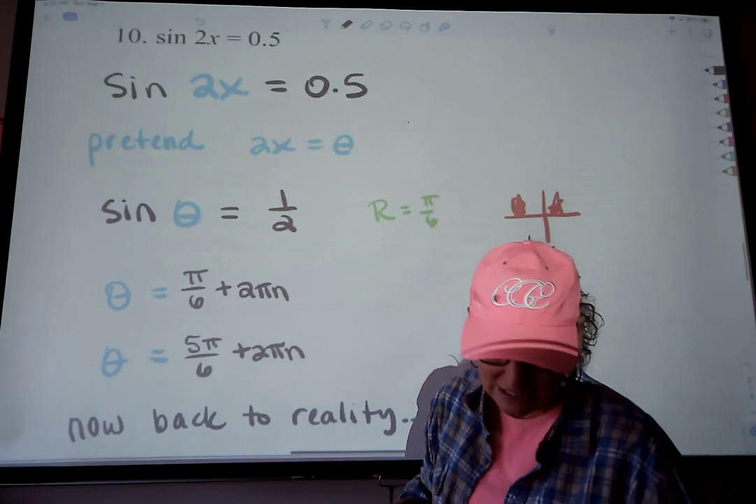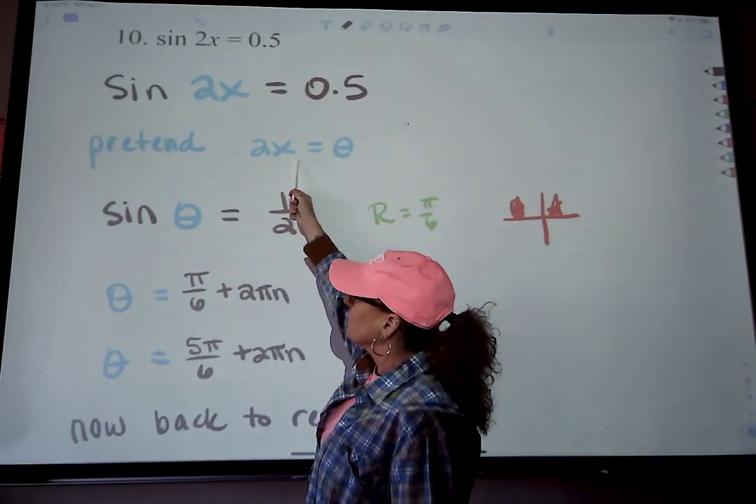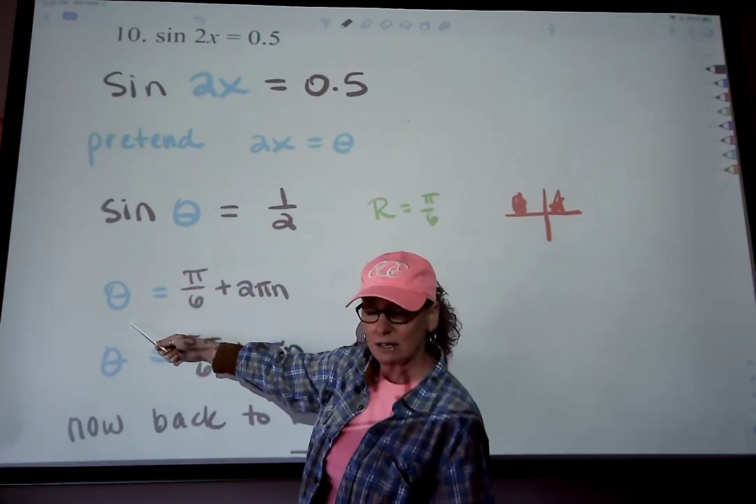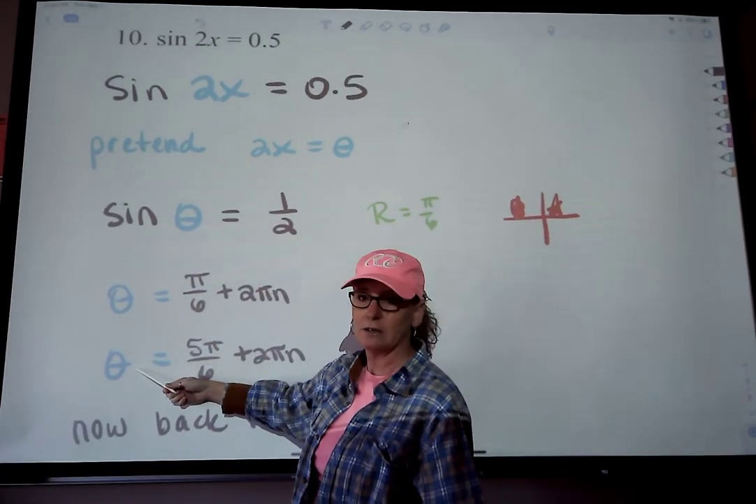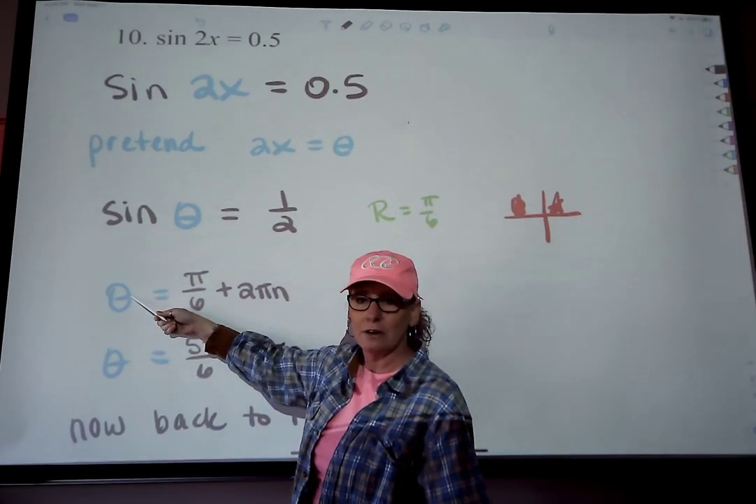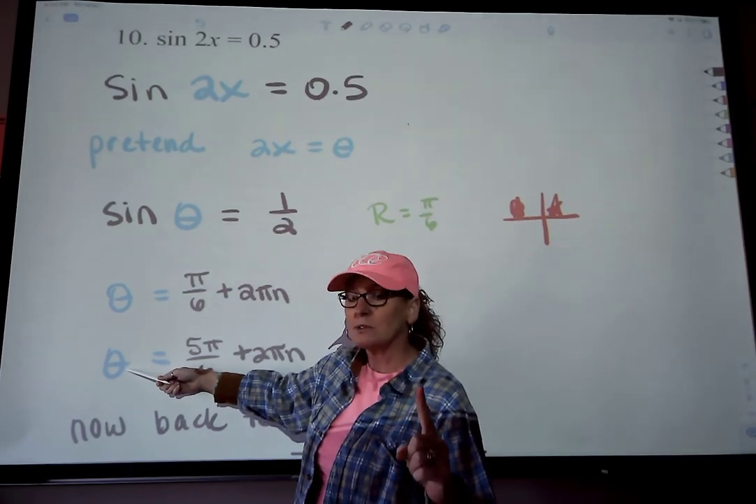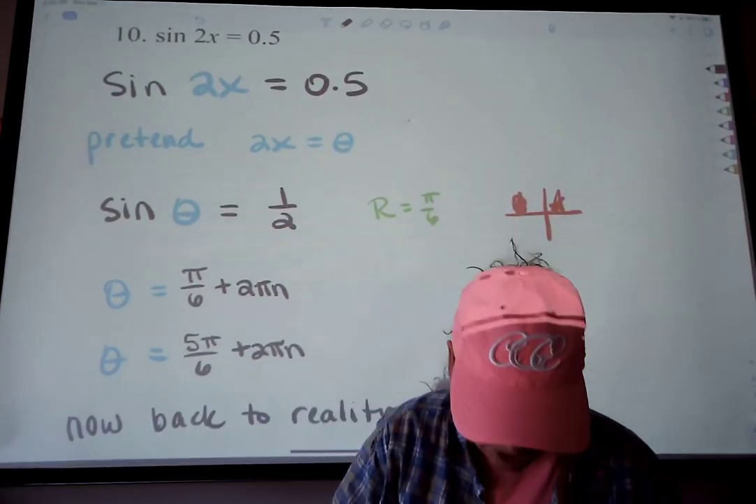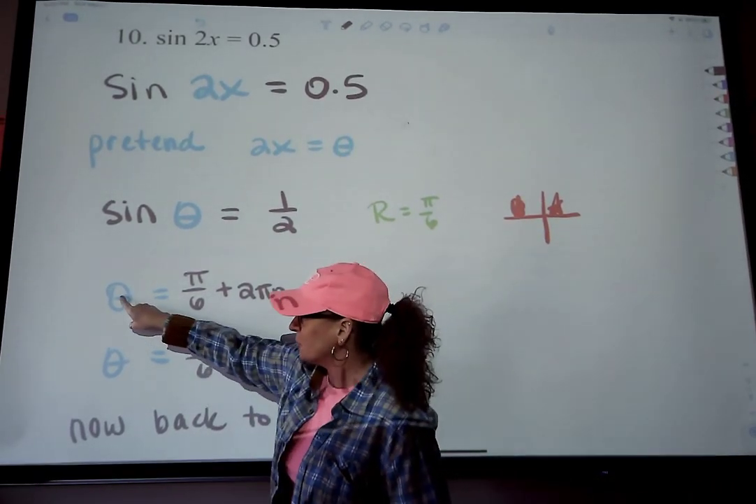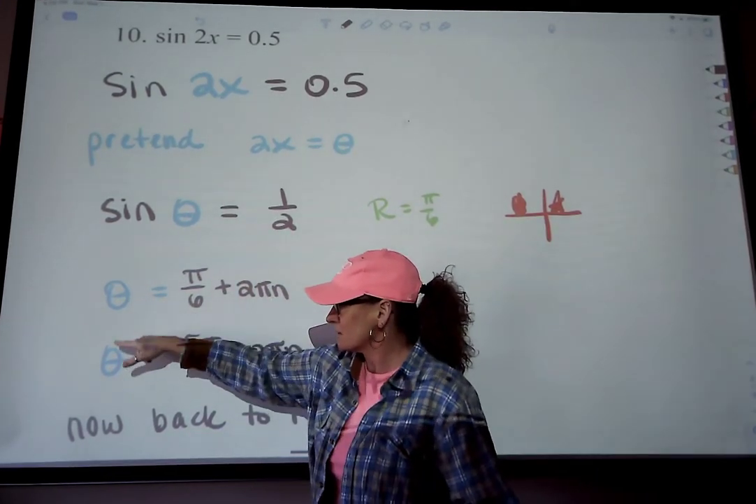Remember how we pretended for just a minute? We pretended that 2x was actually just theta, and we solved the problem pretending. Okay, it's not theta. What was that to begin with? This, to begin with, was 2x. So, you know what I'm going to do? I'm going to put a 2x right there and a 2x right there. I'm going to keep everything the same. 2x, 2x.